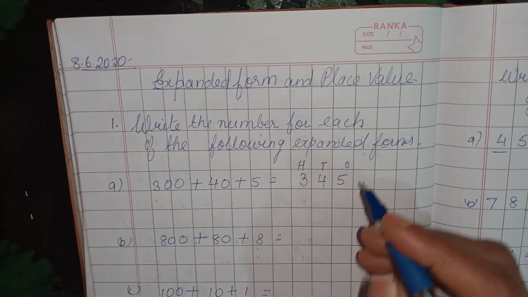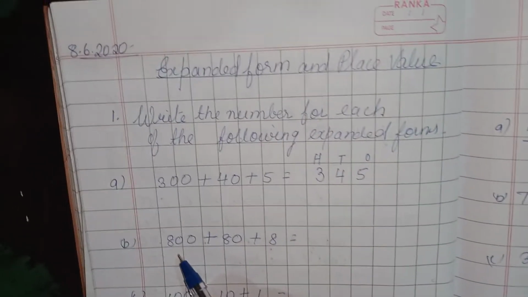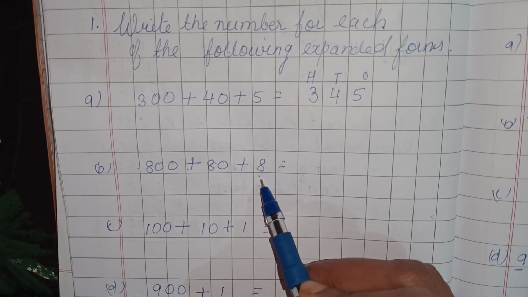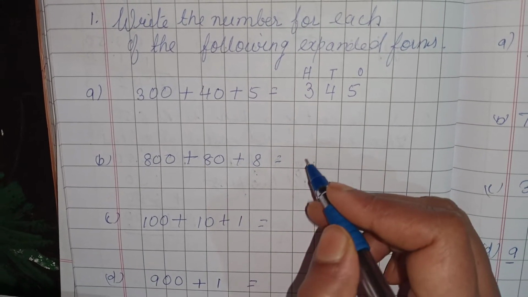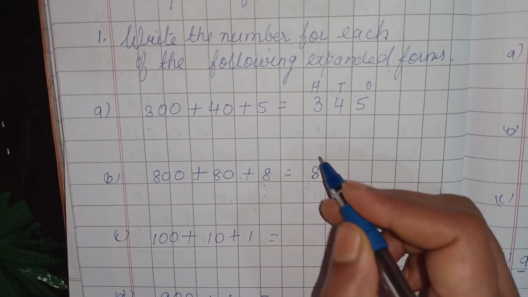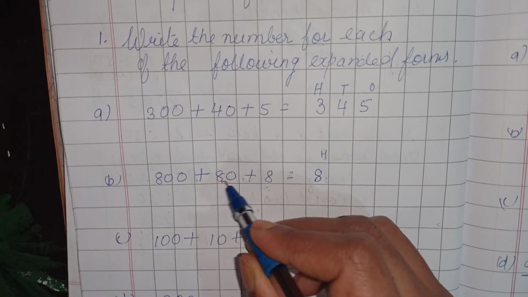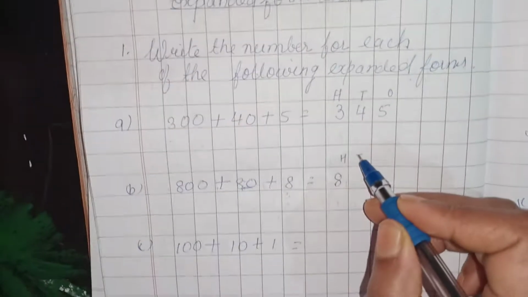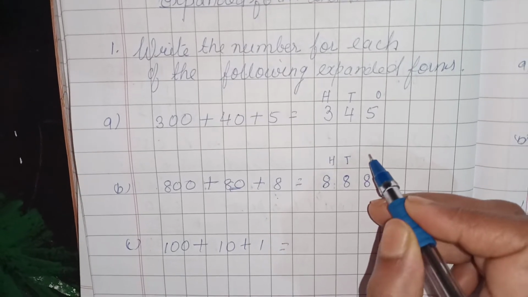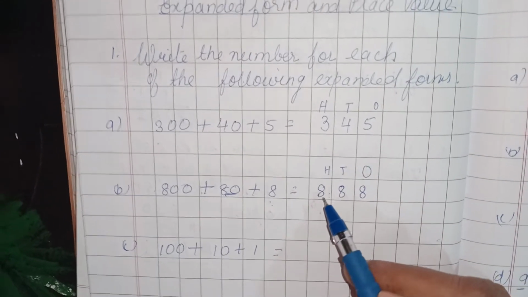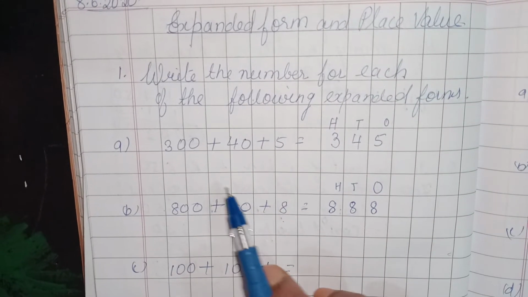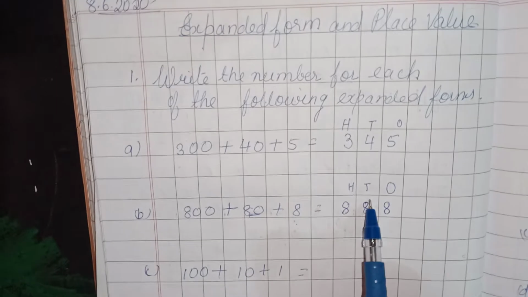Okay. Now again 800 plus 80 plus 8. How will you make it? 800, 80 plus 8. 8 will be in your hundred place. 80 means this is in your tens place. So 8 will be in your tens place and 8 will be again in your ones place. So it has become 888. Now we are doing expanded form is given and we are forming the numbers.